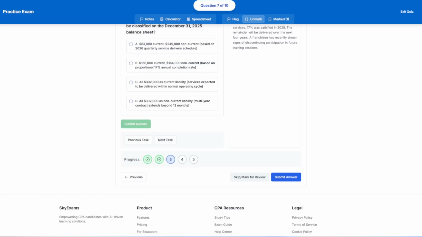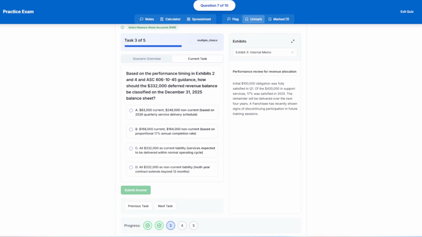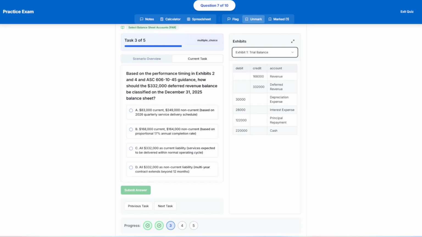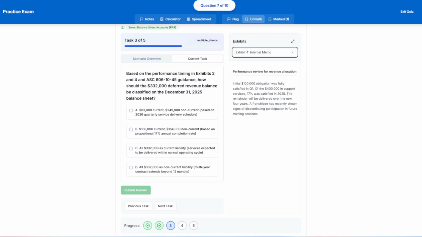Task 3. Classify the deferred revenue between current and non-current. Go back to Exhibit 1 again and find the deferred revenue account. It shows a balance of $332,000. From Exhibit 4, we know that revenue will be earned evenly over the next 4 years. So divide 332 by 4, that's $83,000 per year. That means $83,000 will be satisfied within 12 months, so that's your current portion. The remaining $249,000 is non-current.